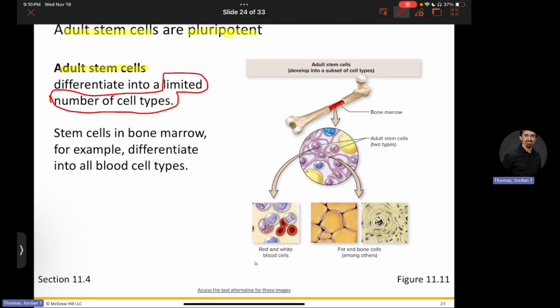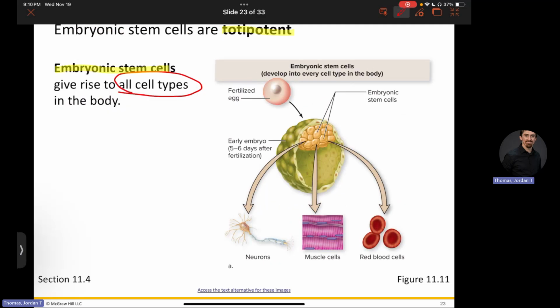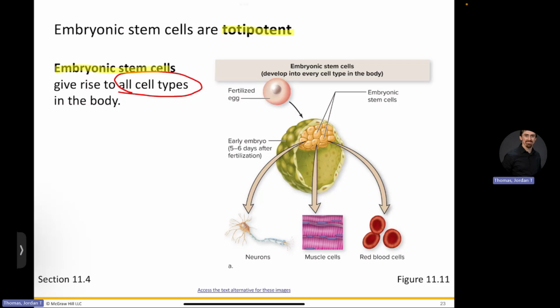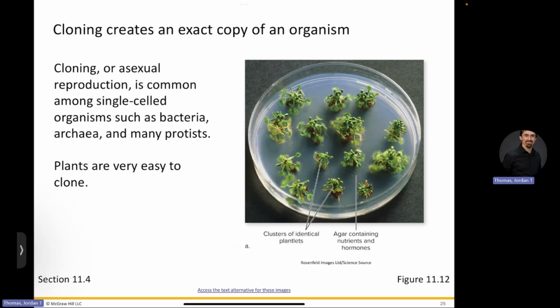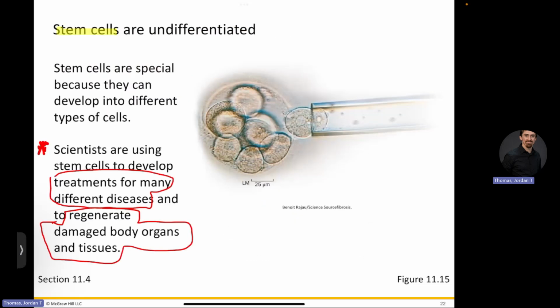So remember that stem cells are cells that are undifferentiated. They do not have a function. They can just change into another type of cell. Embryonic stem cells can change into any type of cell, while adult stem cells can change into only a certain amount of cells. And again, stem cells are very important because they can be used to treat diseases or regenerate damaged body organs or tissues.